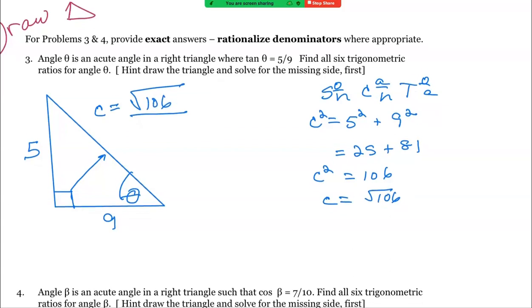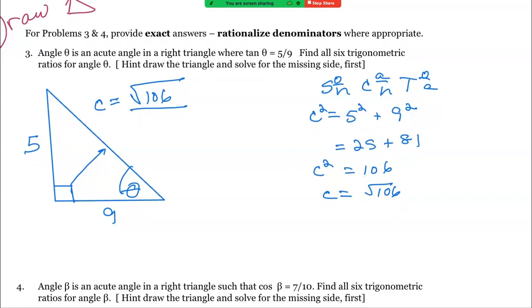Okay, so now get your 6 trig functions. So I'm going to say, okay, I need sine of theta, cosine theta, tan of theta, and then I'm going to have to also get secant of theta. I want to put it opposite so that I don't confuse myself. This is cosecant of theta, secant of theta, and cotan of theta.